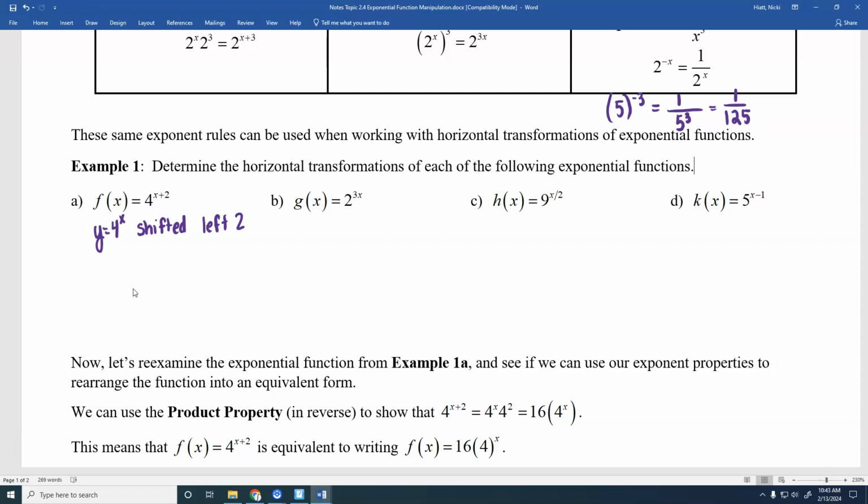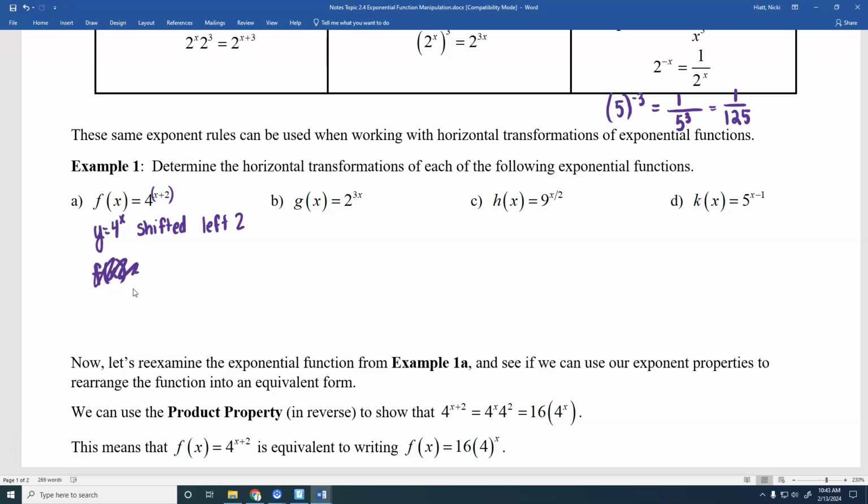However, if we use properties of exponents on this, we also, oh wait, I think I'm getting ahead of myself. I think he's doing this in a minute. Hold up. We're not going to do that. We're just going to tell what transformations we have here. All right, so that is inside of the parentheses. That would be shifted left 2. That's all we've got to do for this one.